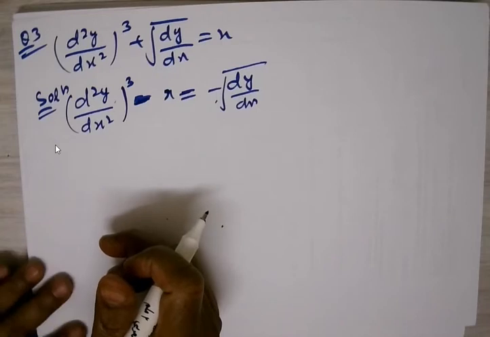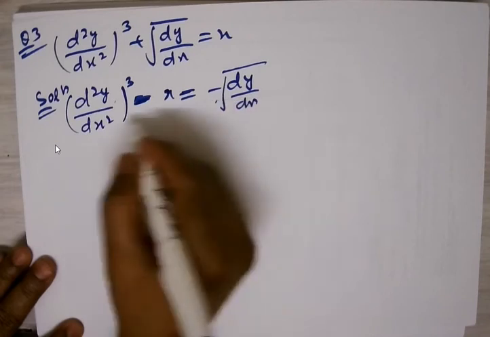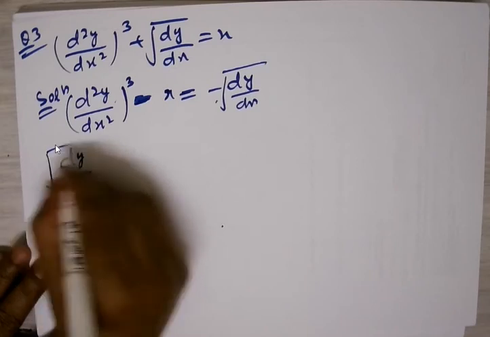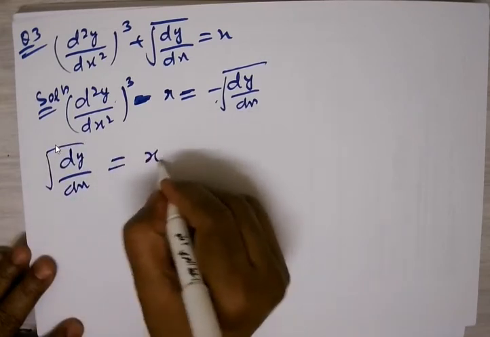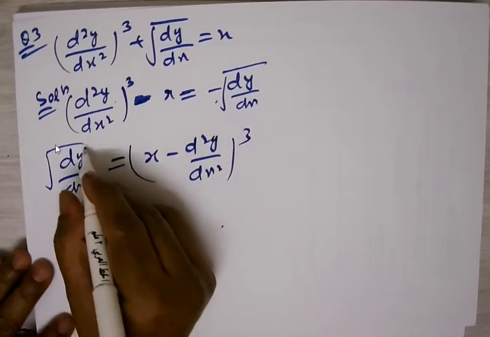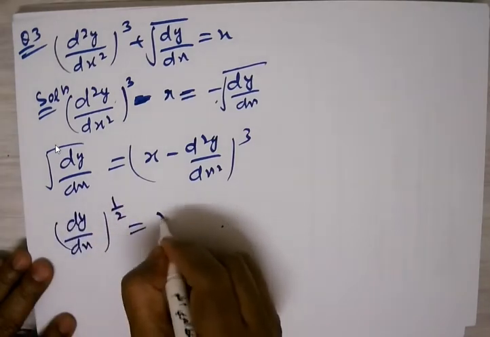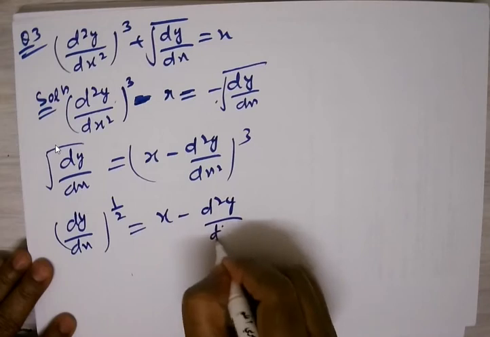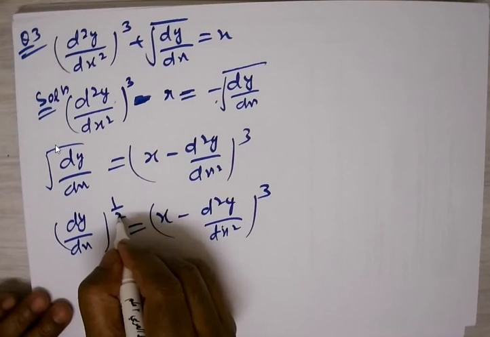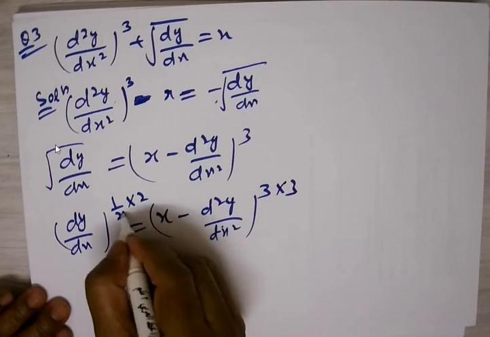Because the minus is disturbing, we can write it like this: the square root of dy/dx equal to x minus (d2y/dx2) to the power 3. Now this is like (dy/dx) to the power half equal to x minus (d2y/dx2) to the power 3. This is power half, a rational fractional number. So just multiply the power by 2 on both sides, and this and this cancel.